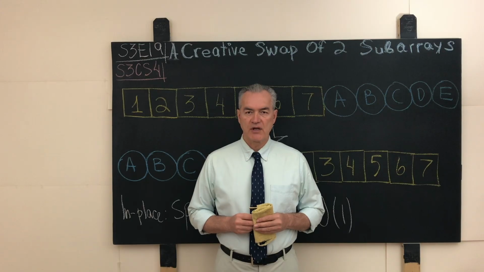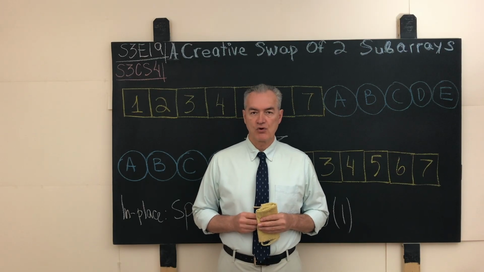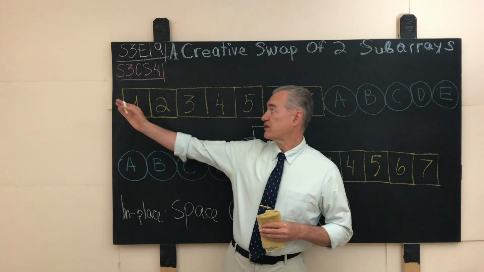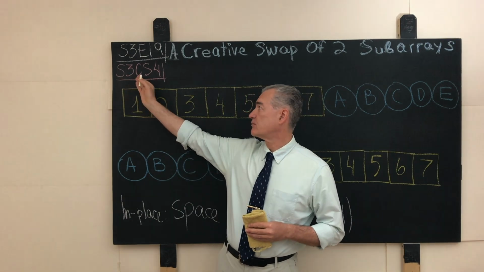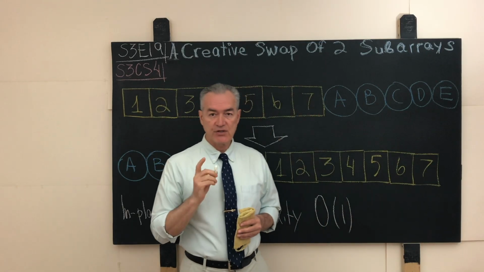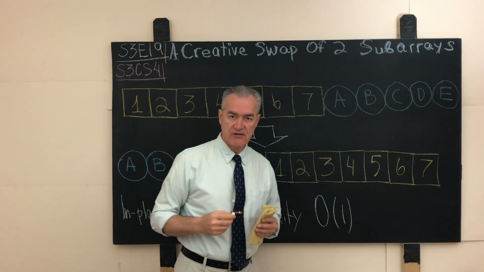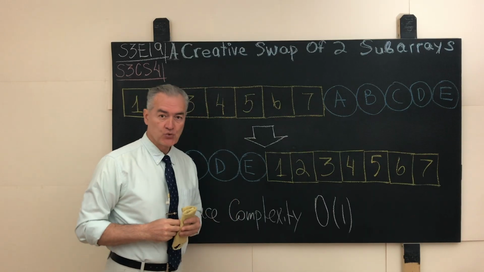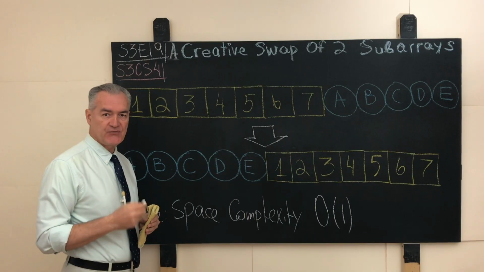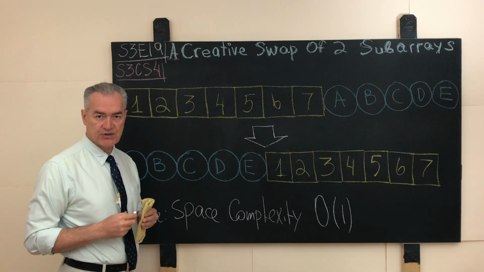The objective of the computer science problem number 4 of season number 3, as is shown in the upper left corner of your screen, is to find a creative line of reasoning for swapping two subarrays whose sizes are fixed and are given ahead of time.